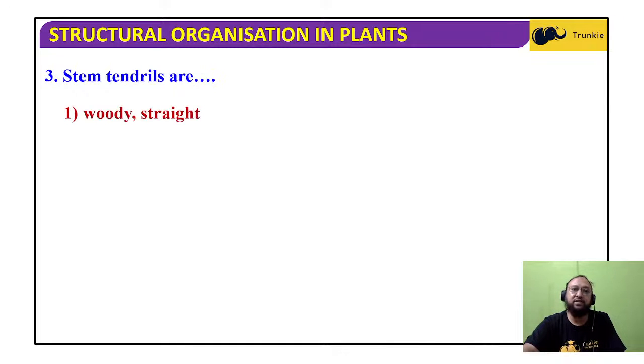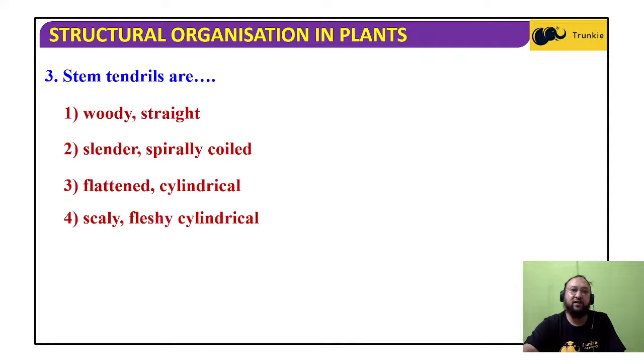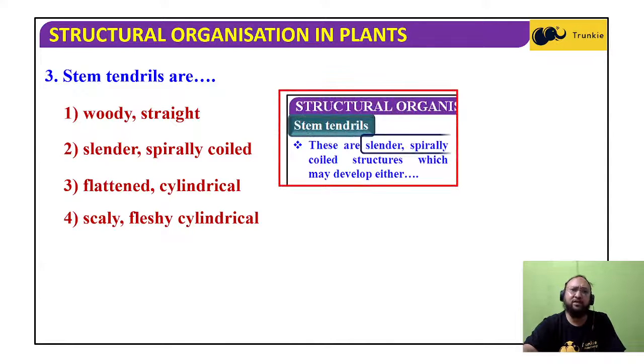Stem tendrils are woody straight, slender spirally coiled, flattened cylindrical, or skeletal? It is slender spirally coiled, obviously. So number 2 is the correct answer. Please try to understand this. These are supportive. These are not involved in vegetative propagation. Many modifications we observe are involved in or help in vegetative propagation, but in this case, stem tendrils are not involved in vegetative propagation. This is to provide support for the growing plant.